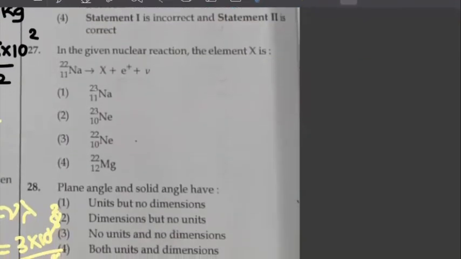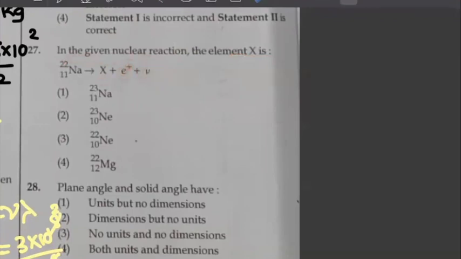In the given nuclear reaction, the element X is what? This is again quite simple. So what is given to us? Sodium, Na 11, 22. What is this? It doesn't seem to be a particle, maybe gamma. I think this is gamma, not mu, looks like gamma. So this is simply energy, so ignore this.